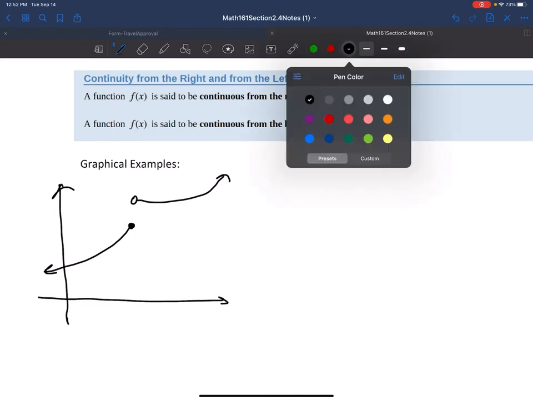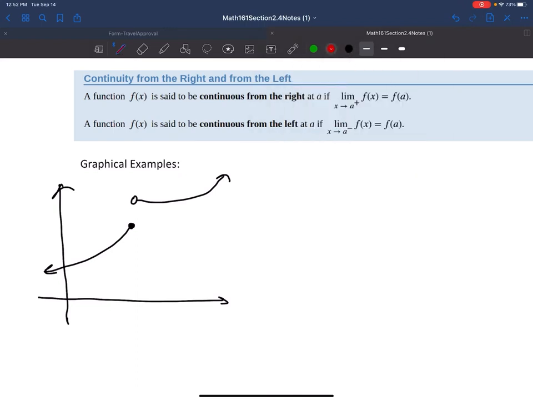And if down here is my A, this is A, x equals A. All right. So if I want to check continuous from the left, I want to check if the limit as x approaches A from the left of f of x is equal to f of A. So let's check that. So let's first do the limit as x approaches A from the left of f of x.